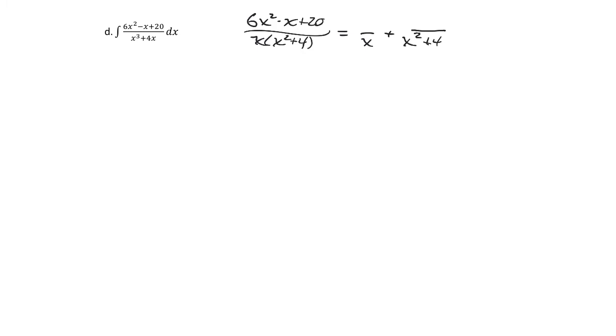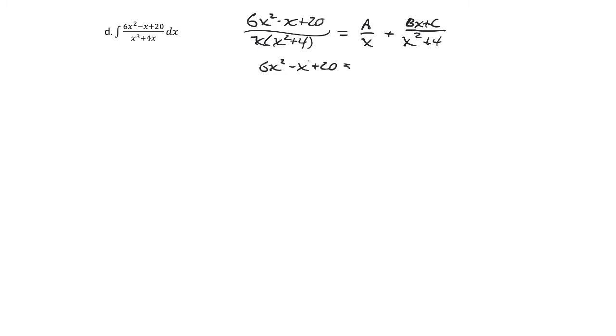X is of degree 1, so we could have only a constant in the numerator. But x squared plus 4 is a quadratic, so we can have anything of degree 1 or lower, so bx plus c will go up there. If we multiply both sides by the denominator, we have 6x squared minus x plus 20.